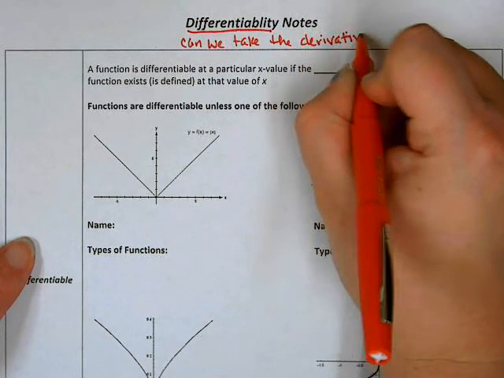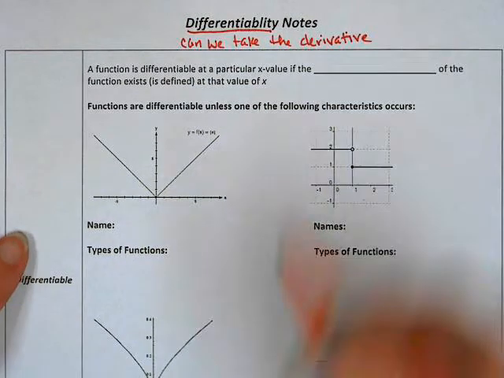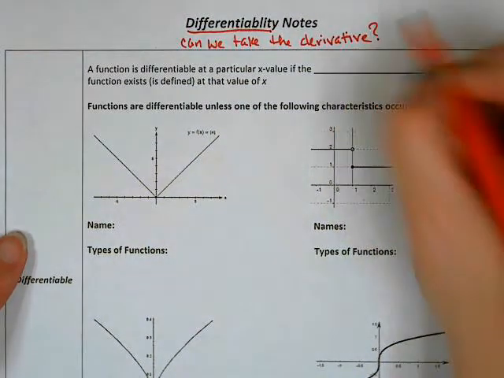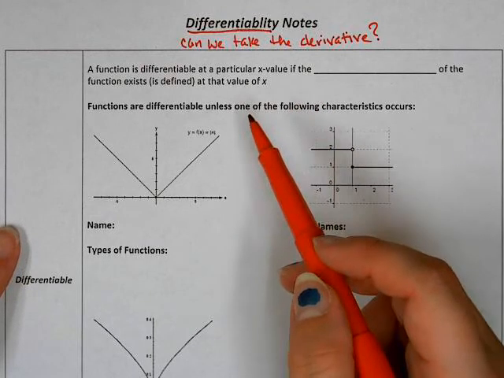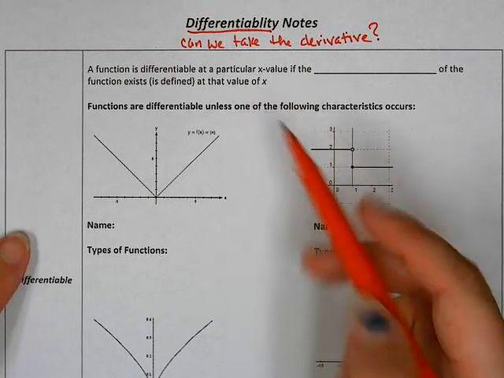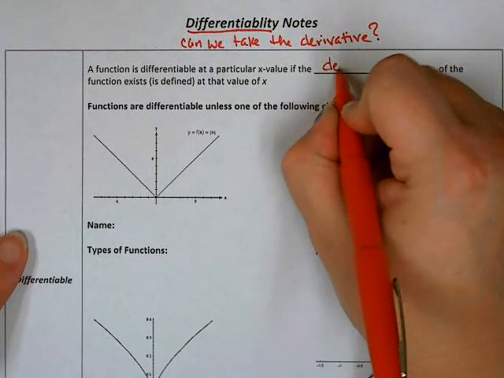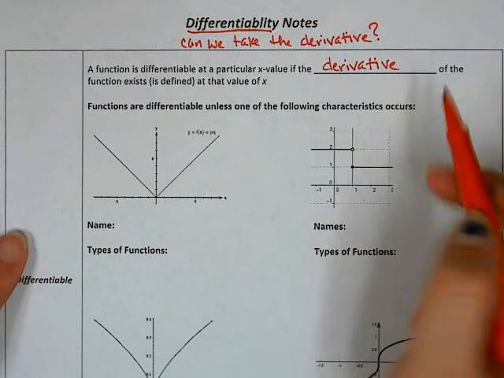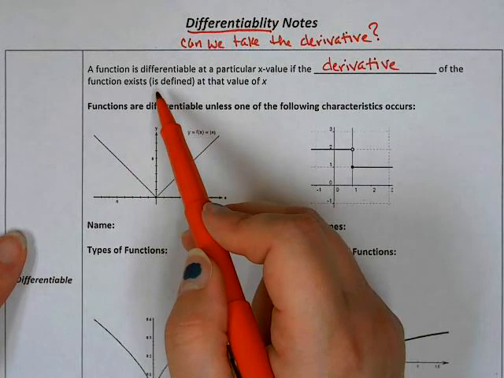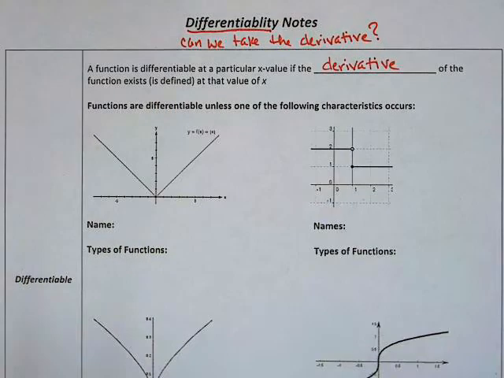All right, this is going to be a super important concept. So differentiability, like I said, means can we actually take the derivative? So a function is differentiable at a particular x value if the derivative of the function exists or is defined at that x value. So we're going to talk a little bit more about what I actually mean by that.